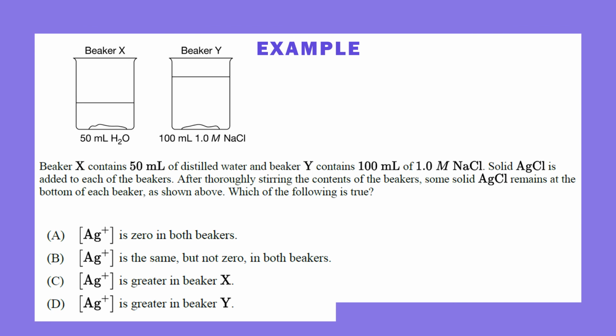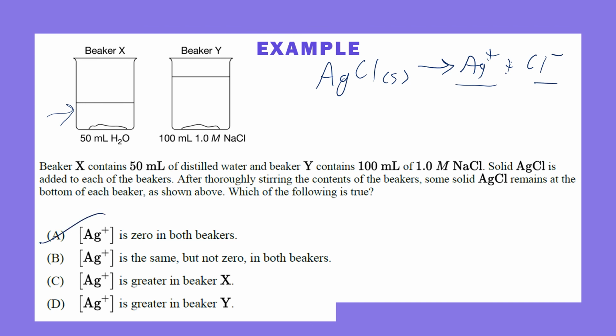All right. So solid silver chloride dissolves to form silver ions and chloride ions. Now in pure water, it does this in a 1-to-1 ratio. Even if it has a really small KSP, you're still going to have some silver ions in the water. So it's definitely not A.